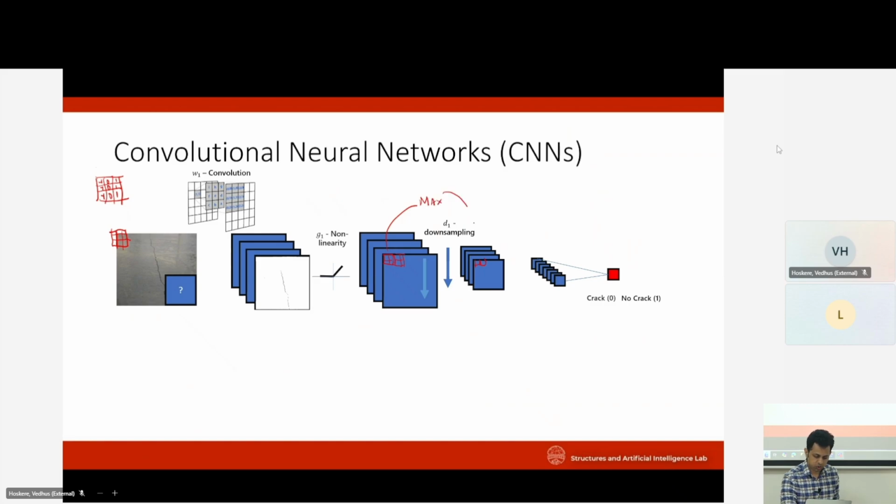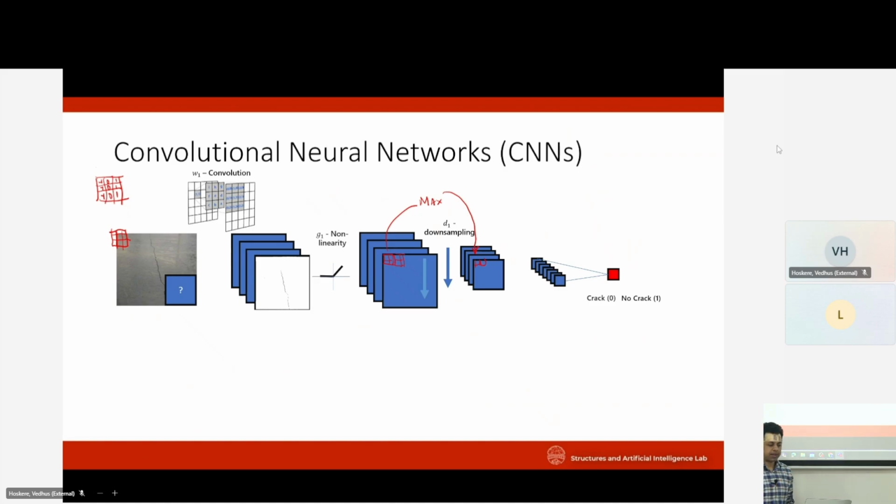That max value goes into that pixel. So then I'm getting rid of half the pixels in the x direction, half the pixels in the y direction. So it's a quarter the size of the original. And those are the three main blocks.